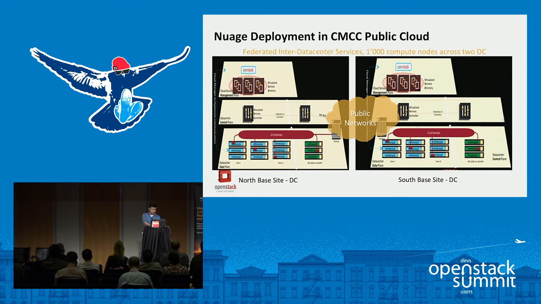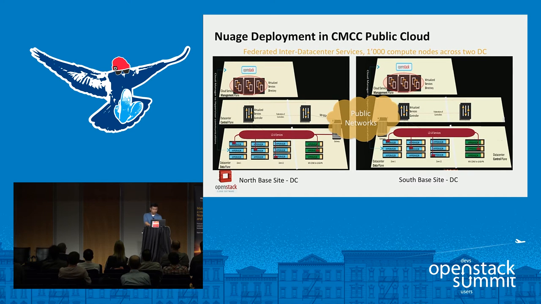Now, here is the Nuage SDN deployment topology. We deployed 1,200 compute nodes in two data centers, one located in Beijing. We call it the North-based data center. It has 500 compute nodes. Another is in Guangzhou, which we call the South-based data center. Both data centers have exactly the same architecture.